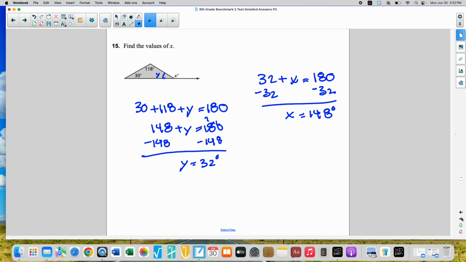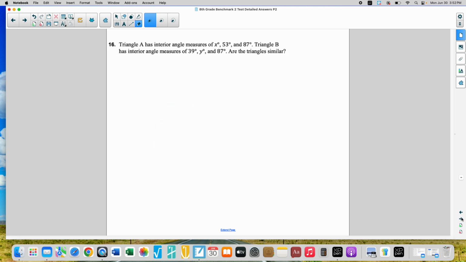Real cool. Triangle A has interior angle measures of x, 53, and 87. So we have a triangle with x, 53, and 87. Triangle B has an interior angle measure of 39.